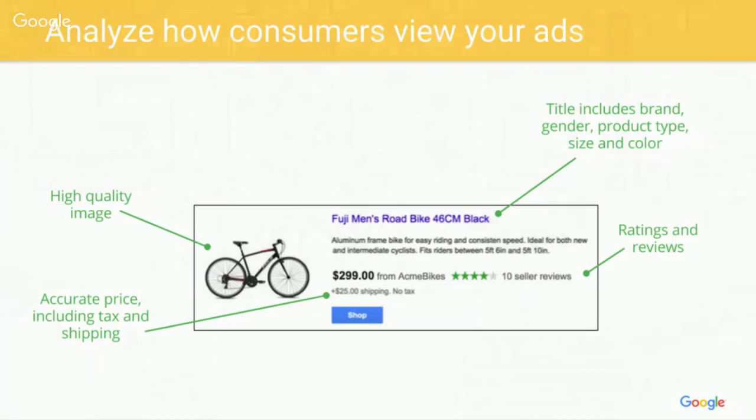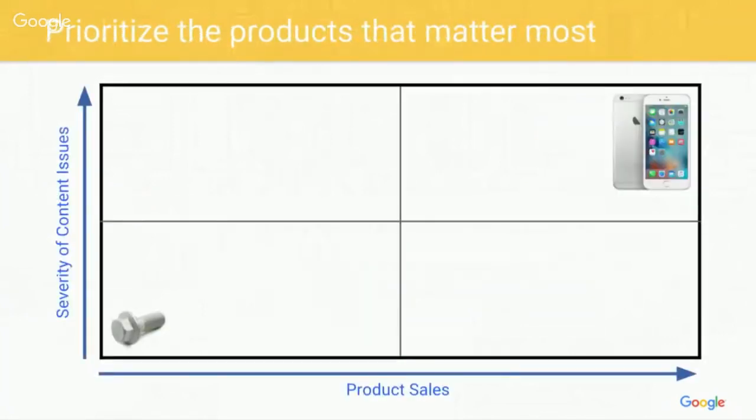When I go through the checkout process, I want to be able to buy that product quickly and easily. So start from that perspective. Look at the ads from a consumer perspective and see what flaws you have in the process, because that will help you prioritize your efforts.